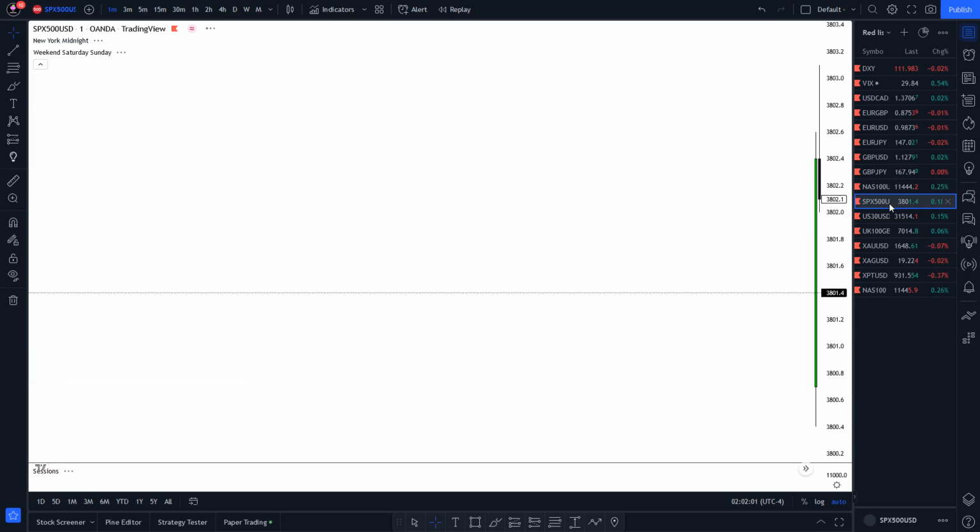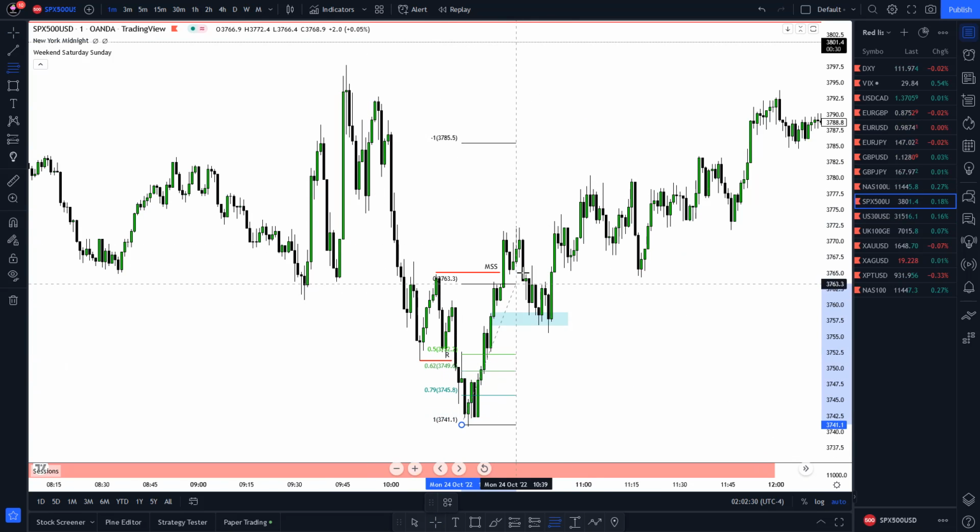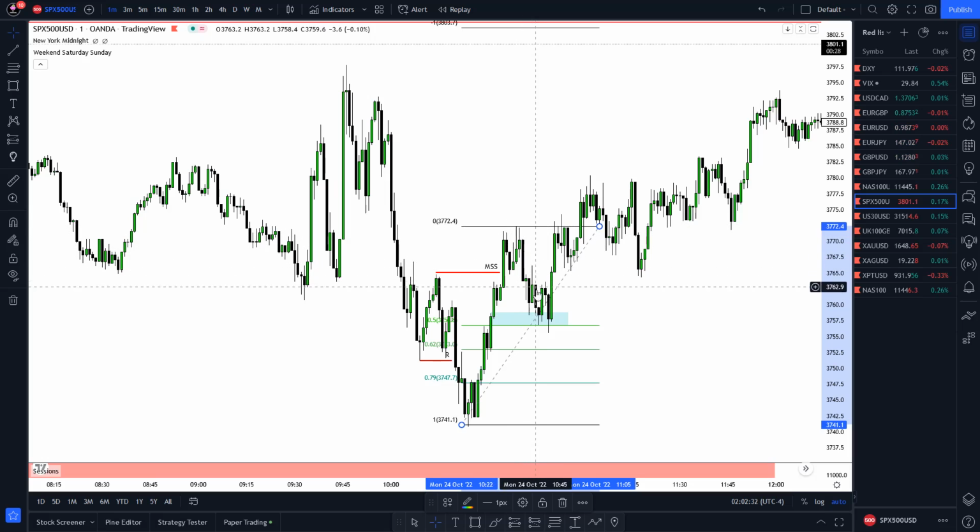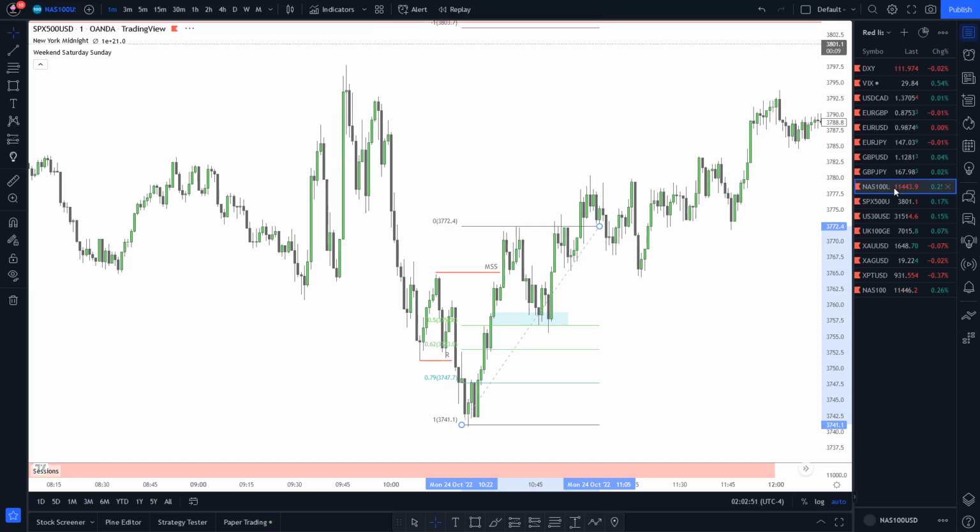Now let's have a look at the S&P. Here on the S&P, we draw the same fib, and we can see that price has retraced just to the 50% level, just under the 50% level. So what does that tell us? That tells us that the Dow retraced further, so the Dow was weaker at the time, and the S&P is actually a bit stronger. Alright, now let's move on to the final one, the NASDAQ.